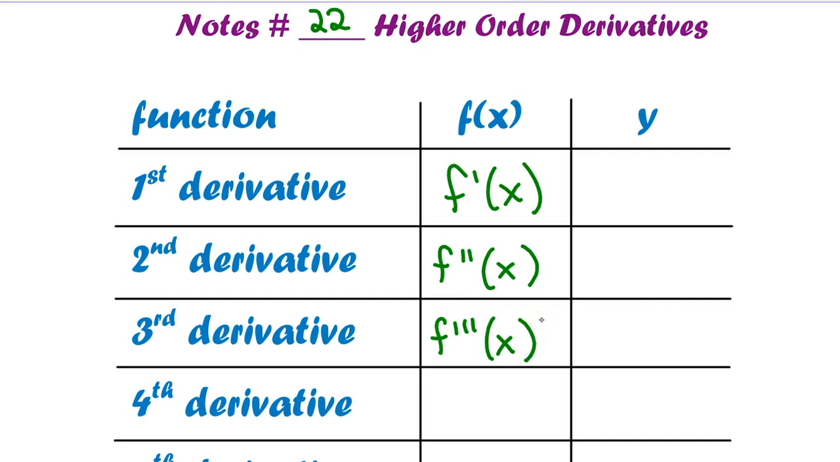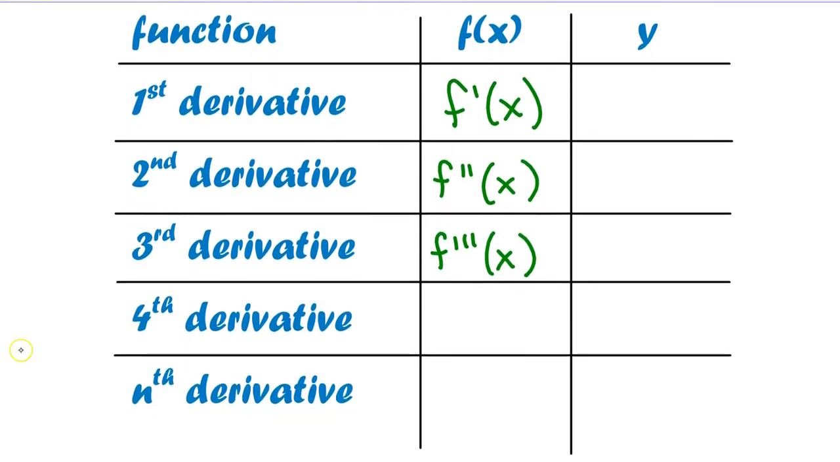Now beyond that, it would get kind of wide if you kept just adding more and more primes, so the notation usually changes a little bit. We put a little 4 here for the fourth derivative, and I think sometimes it's put in parentheses. Maybe you don't always see it in parentheses. So then for the nth derivative, we'll just write it like that.